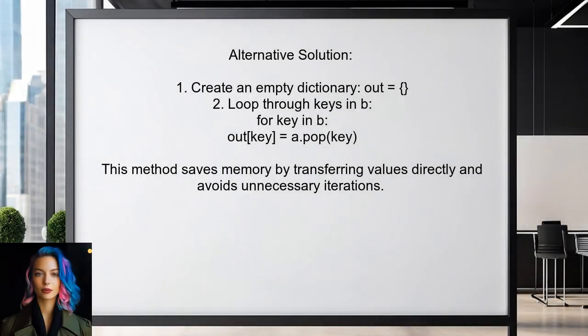An alternative solution provided by another user suggests modifying the existing dictionary directly. They recommend creating an empty dictionary called out, and then using a loop to pop the key value pairs from the original dictionary A based on the keys in list B.